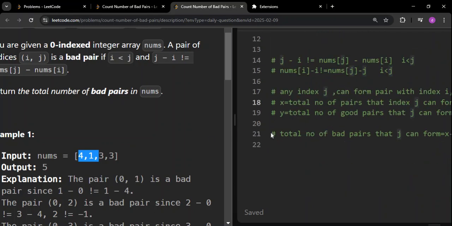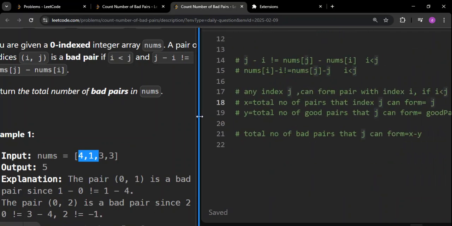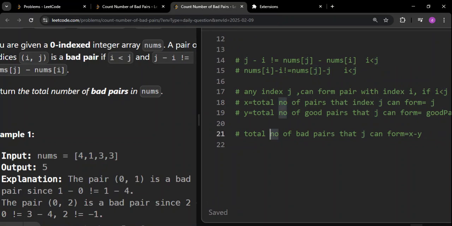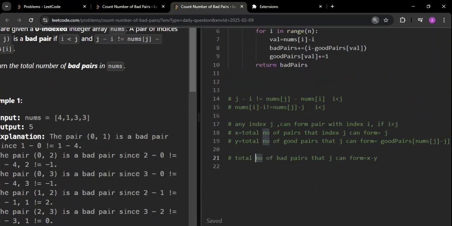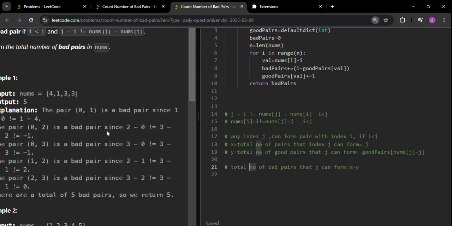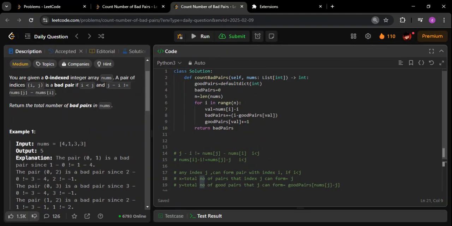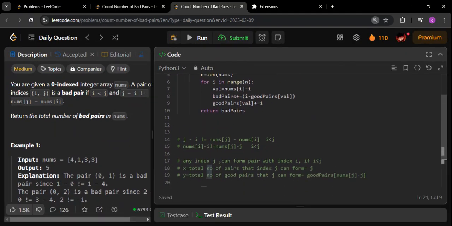I hope this point is clear to you now. If the index is j, it can form j pairs in total. It's not about good or bad, it's just about the total pairs that it can form. As simple as that. Fine, what is the other part? Now we have calculated x. x will tell us the total number of pairs that the index j can form. It is going to be j itself.